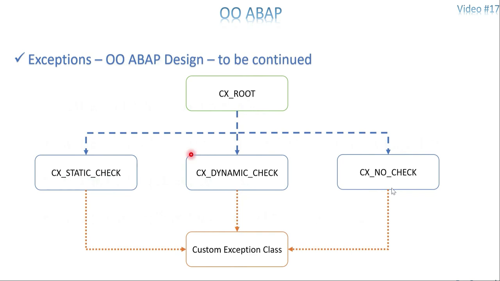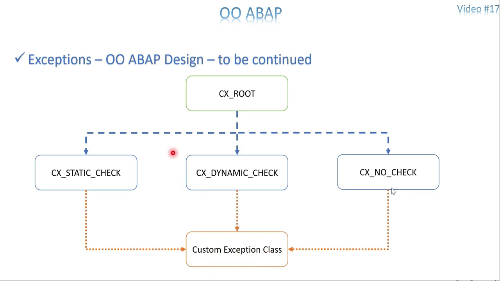And then, yeah, this is the diagram I'm talking about. We are going to see this in detail, the do's and don'ts, and which class we have to choose for our custom class, everything probably in the next video. This is a very basic design of exceptions in object-oriented ABAP. CX_ROOT is the base exception class, and there are three classes inherited from CX_ROOT: static check, dynamic check, and no check. You can choose any one of these depending on your scenario, and create a custom exception class.